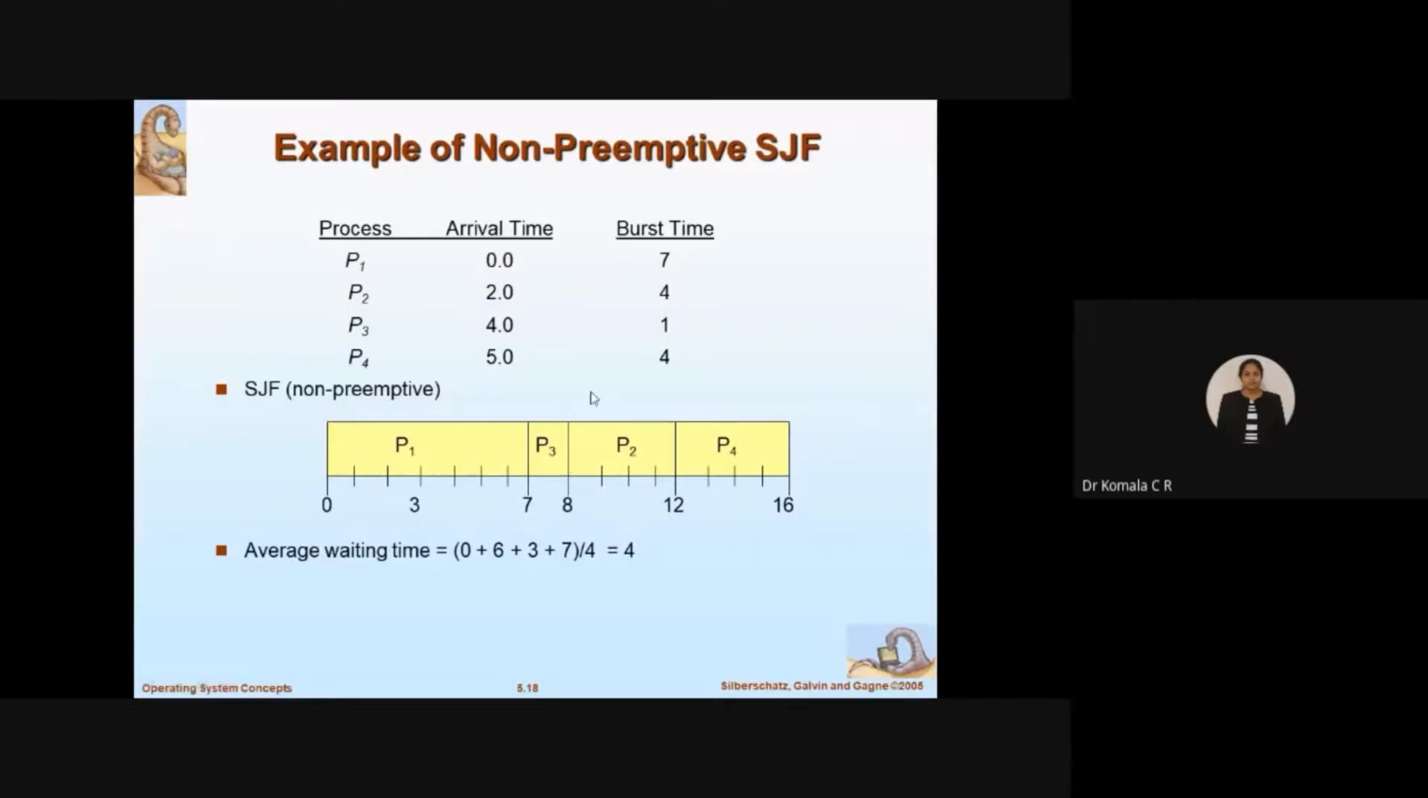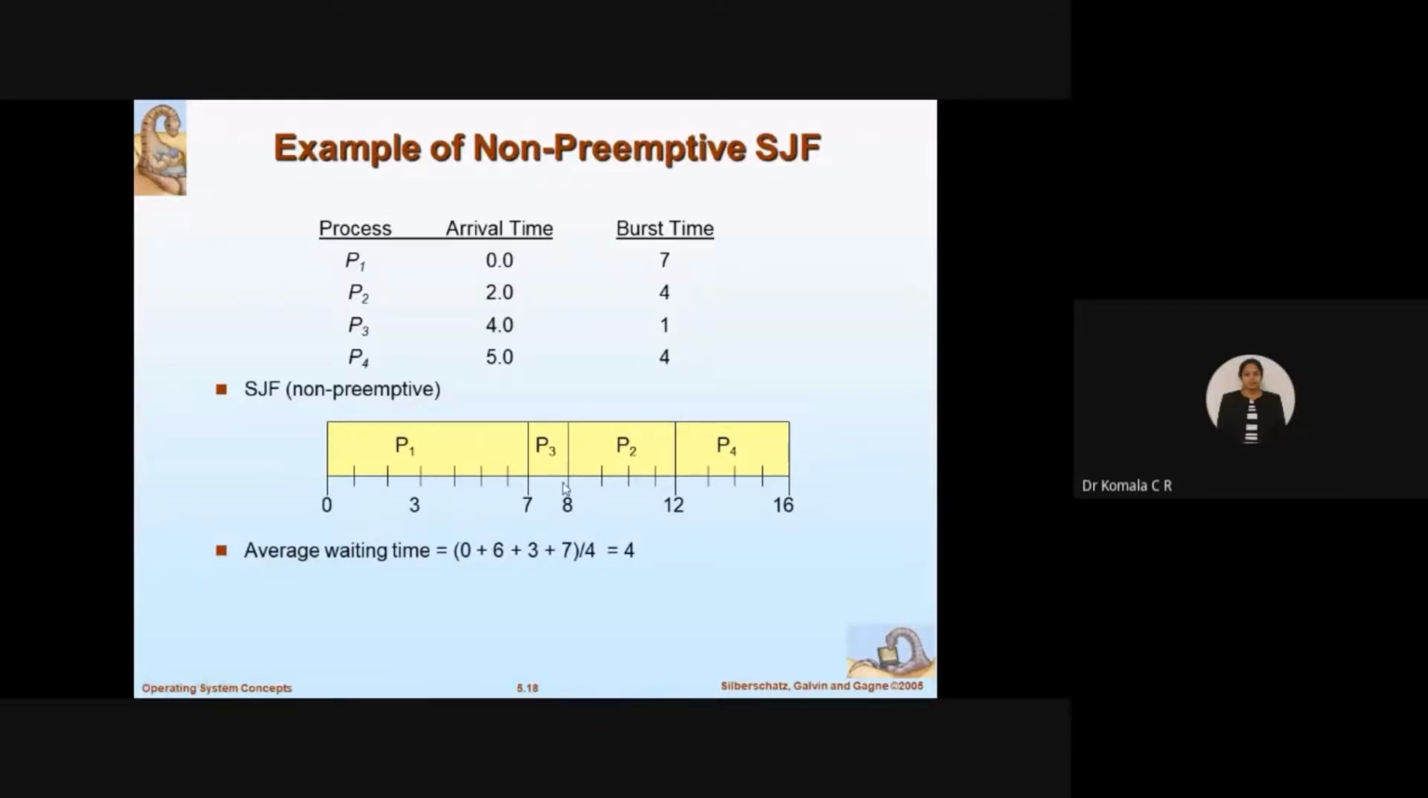At this time, I know which processes are remaining. P2 is remaining and P4 is remaining, and both require the same amount of time. If P4 required less time, then I would have continued with P4 itself. Since both processes require the same amount of time, what will I do? Which one arrived first? P2 arrived first, so P2 was kept in the queue before P4. So I'll continue with P2 now. How many slots do I need? 4 slots.